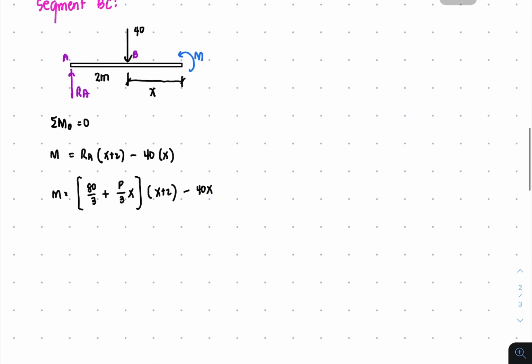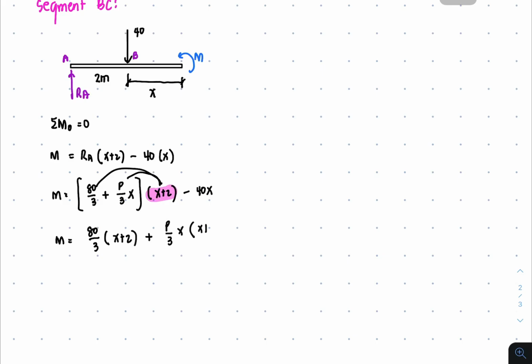40x. In this case, we are going to multiply this whole term, or distribute that whole term, to each term here. So it's going to be 80 over 3 times x plus 2 plus P over 3x times x plus 2 and then minus 40x.